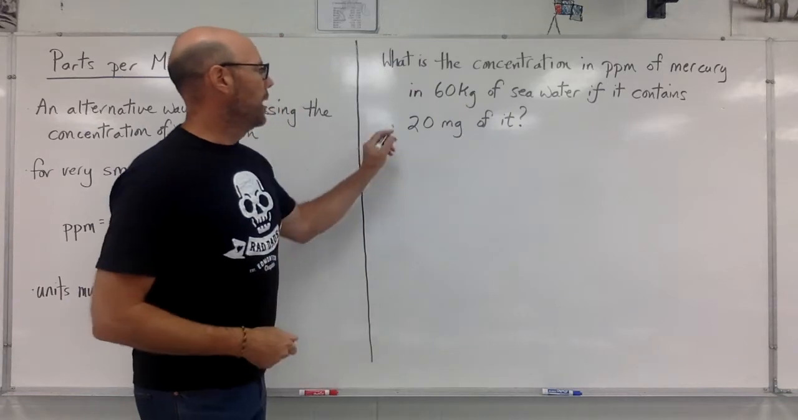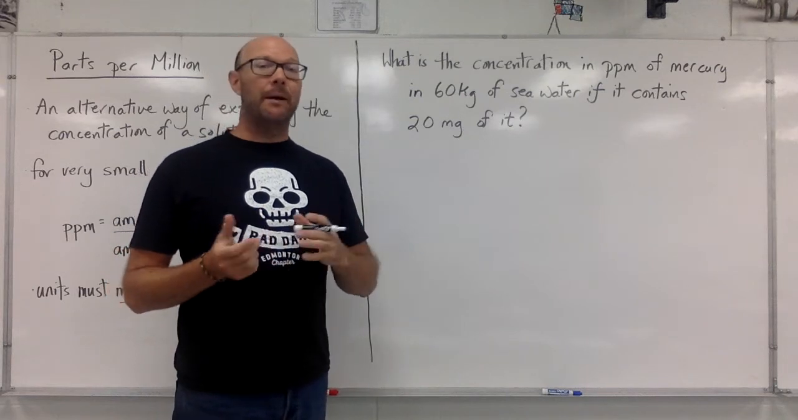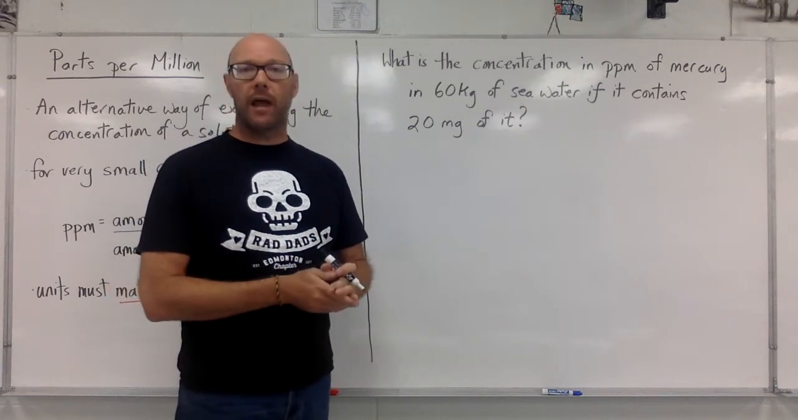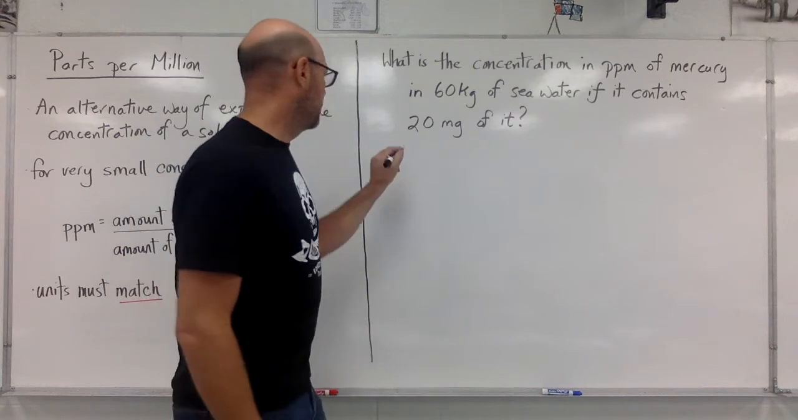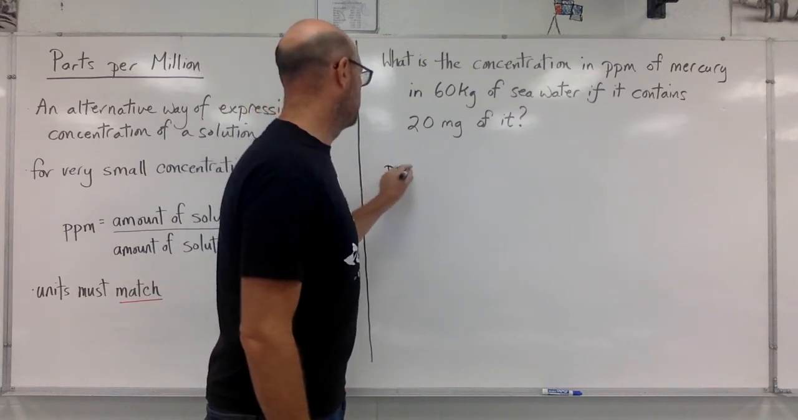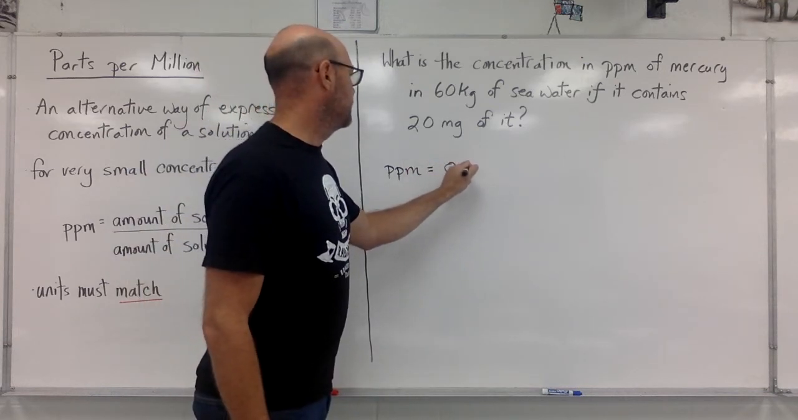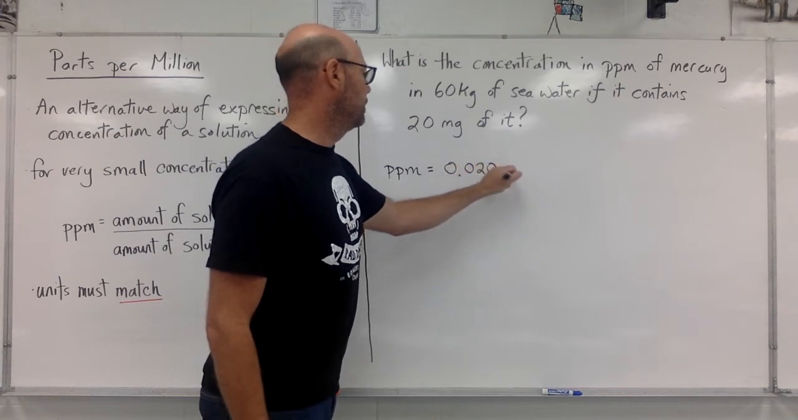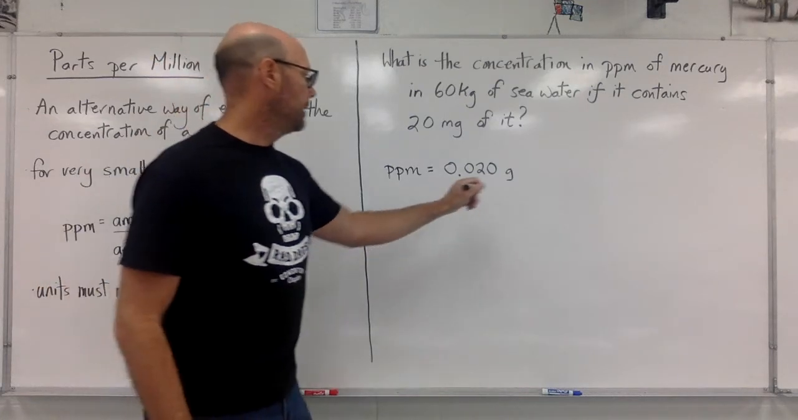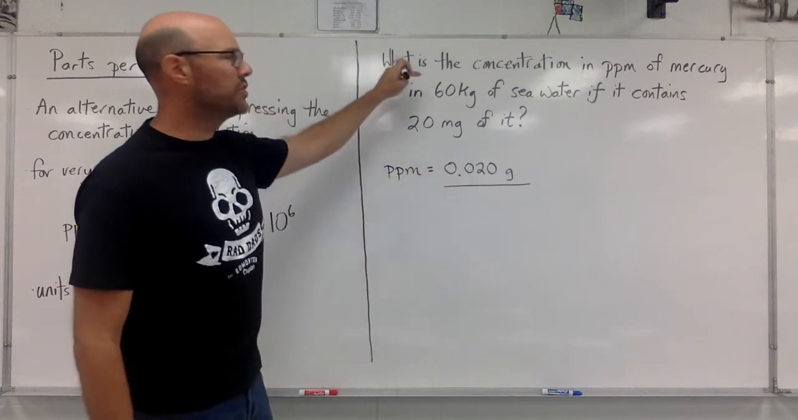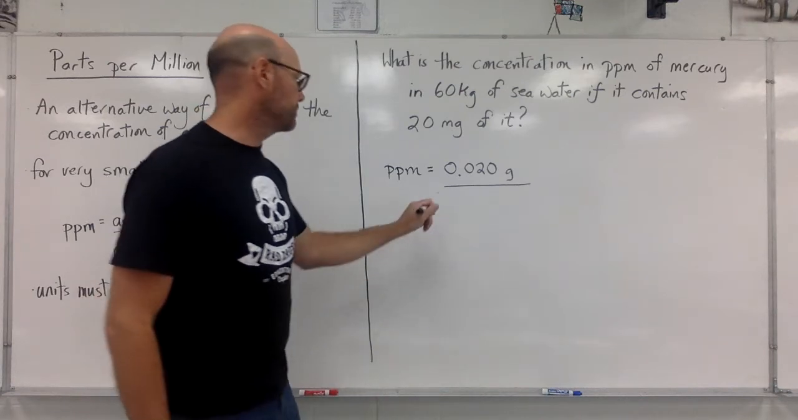Here we go. So these 20 milligrams is the mass of the mercury. I'm going to convert it into grams. 20 milligrams, I need to divide by 1,000 to convert it into grams. So that's the ppm. It's going to be equal to 0.020 grams. 20 divided by 1,000 is 0.02. This is over our 60 kilograms converted into grams. That's multiply by 1,000.